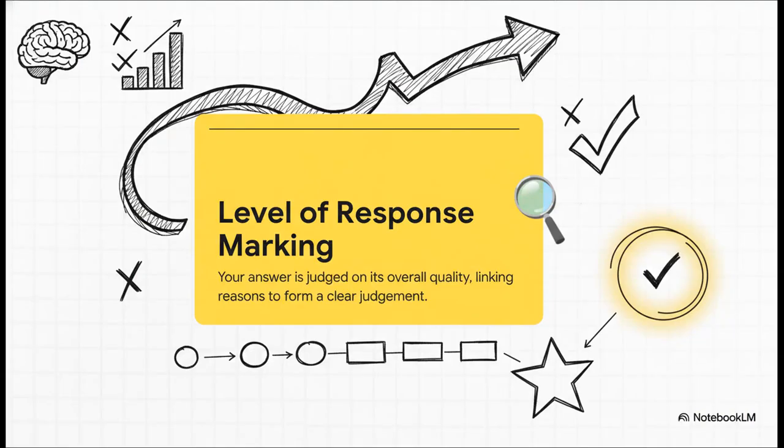So first, you have to understand how these are marked. It's called level of response. This means the examiner isn't just counting up 6 correct facts. It's not a checklist. They're looking at the overall quality of your answer. You could list 10 random facts and only get a couple of marks, or you could link just 3 ideas together brilliantly and get full marks. It's all about building a logical argument.